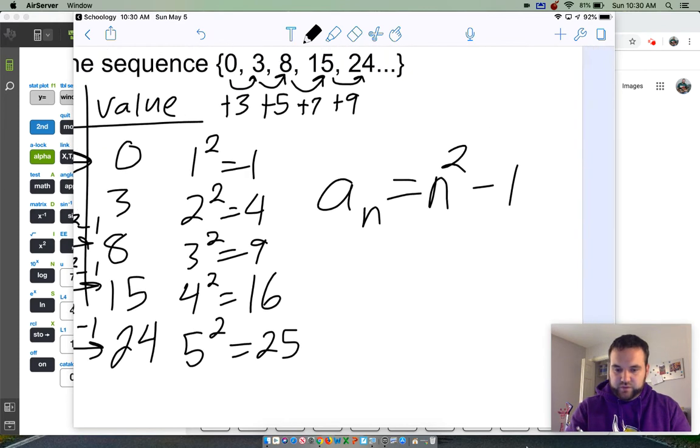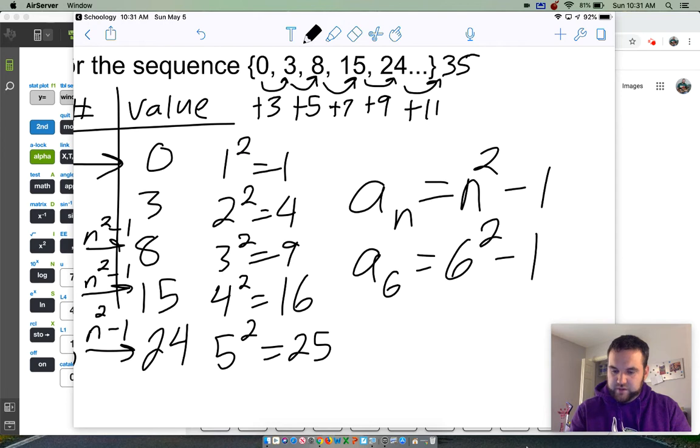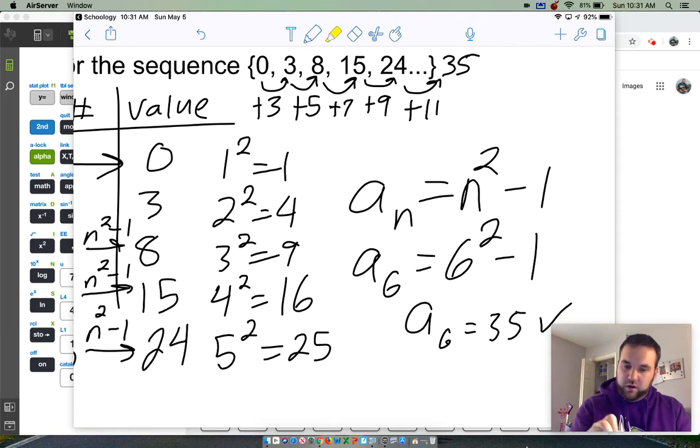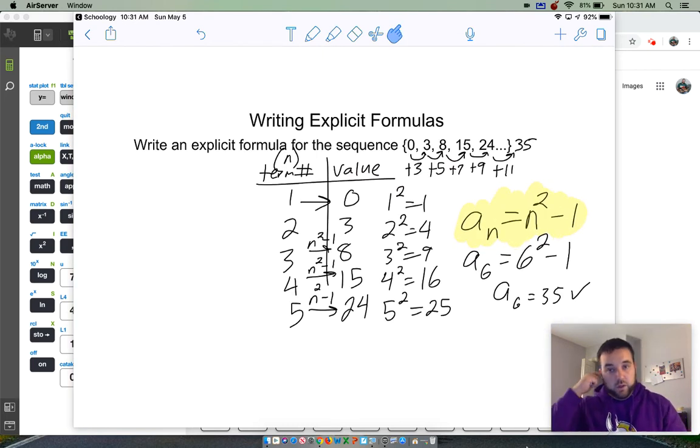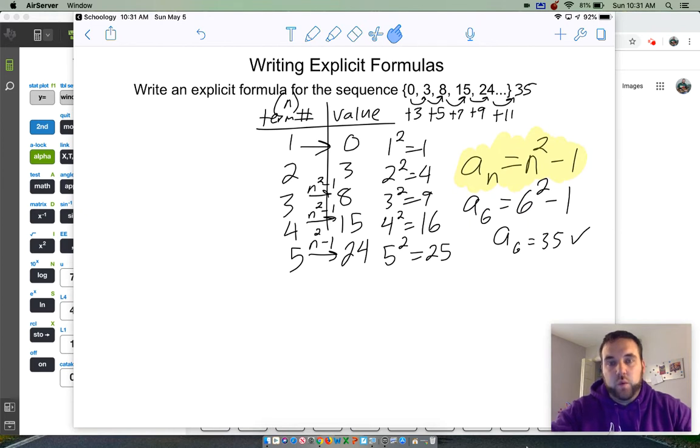So just to check if this works, let's plug in. If I were to keep this pattern going, that's plus 11. So the next number is going to be 35, and that's the 6th number. To check if my formula works, I take 6 squared minus 1. Sure enough, that's 36 minus 1, which is 35. So we know that our explicit formula is good. Again, not an exact science. You're going to just have to poke around and mess with some stuff. We will learn about a couple of specific types of formulas.